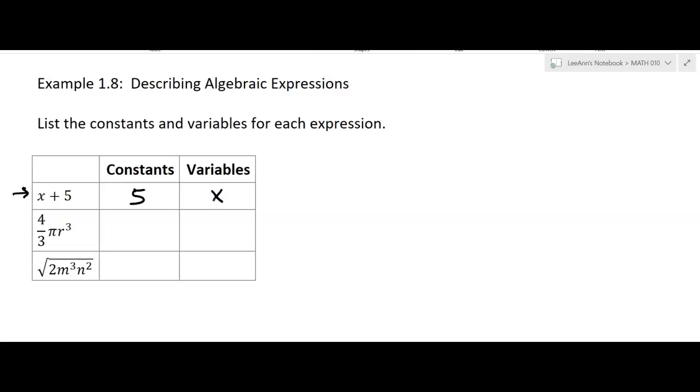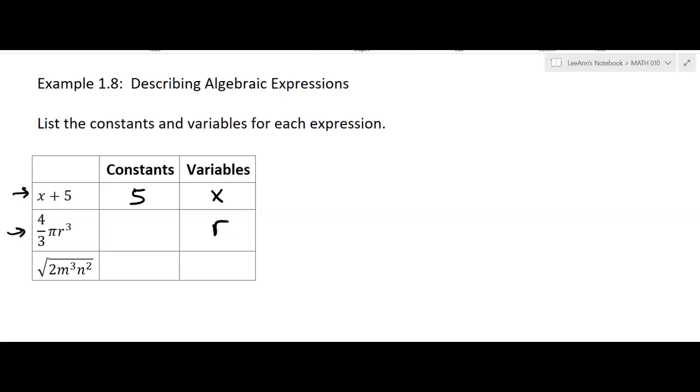Now, you might say, well, what about the addition sign? That's the operation, right? It's x plus 5. All right, let's go to the next one. It's a little bit trickier. Well, what's the variable? R, right? All right, now what is constant?